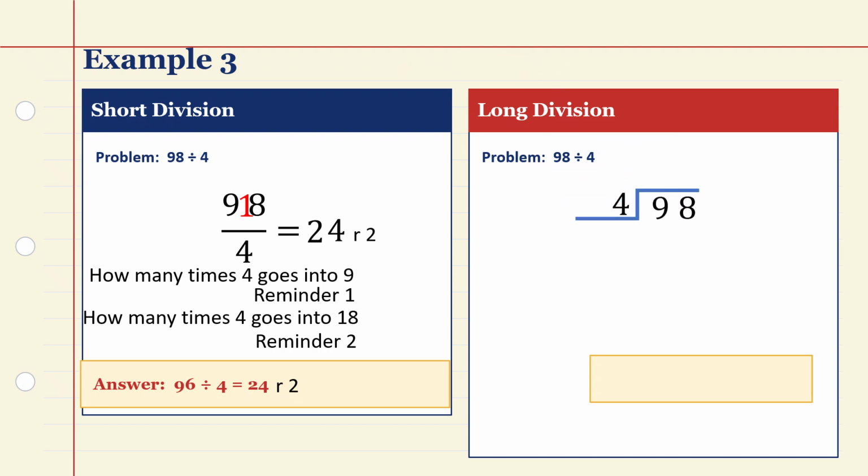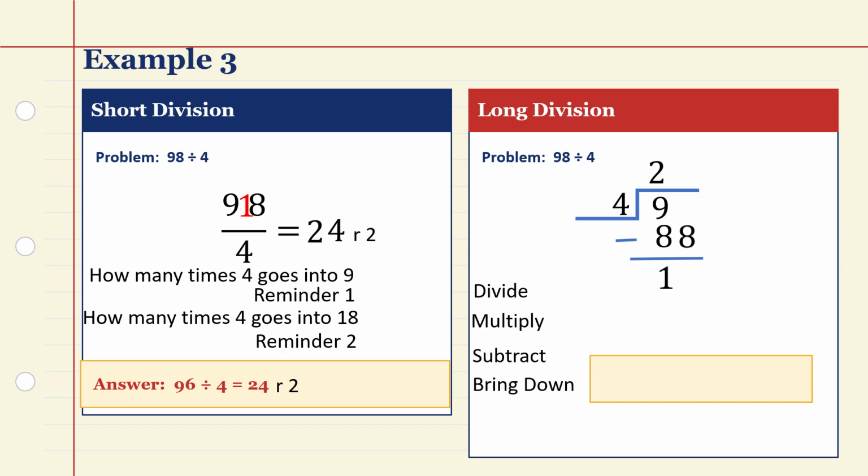We write it this way. We start by divide. 9 divided by 4 is 2. Multiply. 2 times 4 is 8. Subtract. 9 minus 8 is 1. Bring down the 8. And then we start again by divide, multiply, subtract, bring down. We repeat the same steps.